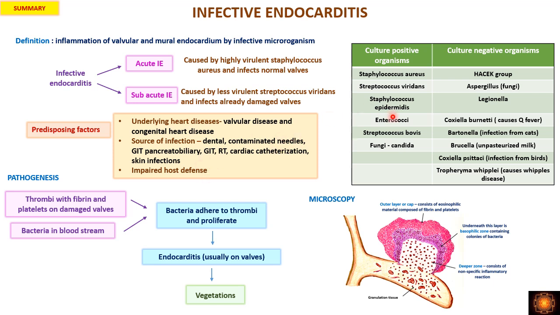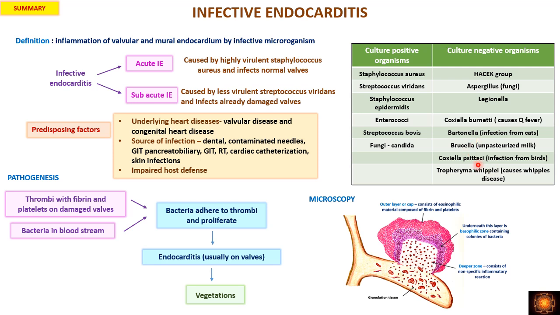As for organisms, we have culture positive and culture negative. The common culture-positive organisms are Staphylococcus aureus, Streptococcus viridans, Staphylococcus epidermidis, Enterococci, Streptococcus bovis, and Candida. Whereas culture negative, we have the HACEK group, Aspergillus, Legionella, Coxiella burnetii, Bartonella, Brucella, and Tropheryma whipplei, which causes Whipple's disease.